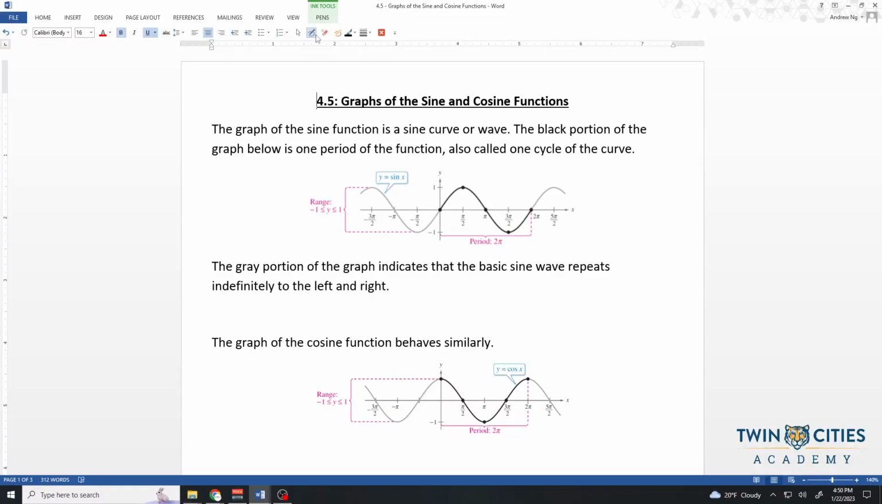Today we'll talk about graphs of sine and cosine functions. So the first thing to recognize about these graphs is that they follow a curve or a wave. What I've got here is sine of x, and we'll see that it dips down and goes back up, and then it goes back down and goes back up, and it's following this same wave indefinitely over and over.